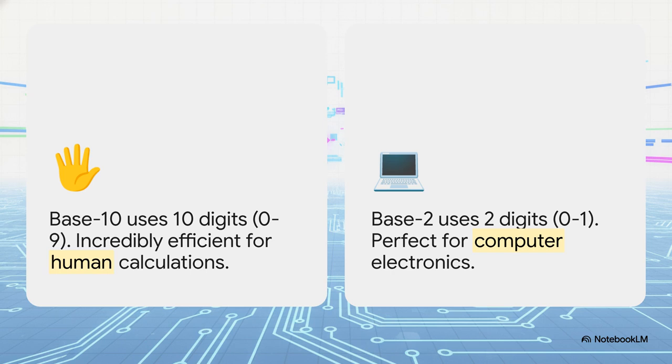But computers? Well, they're electronic devices. They rely on circuits that are either energized or not, literally just on or off. Because of that physical reality, digital computers internally use the binary system, or base 2. It literally only uses 2 digits, 0 and 1. And while long strings of ones and zeros are basically a headache for human eyes to process, they are absolutely perfect for computer electronics.